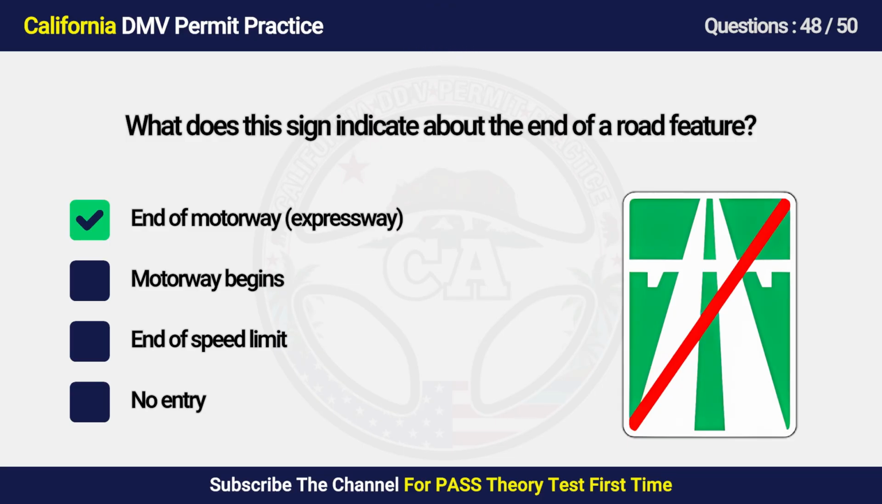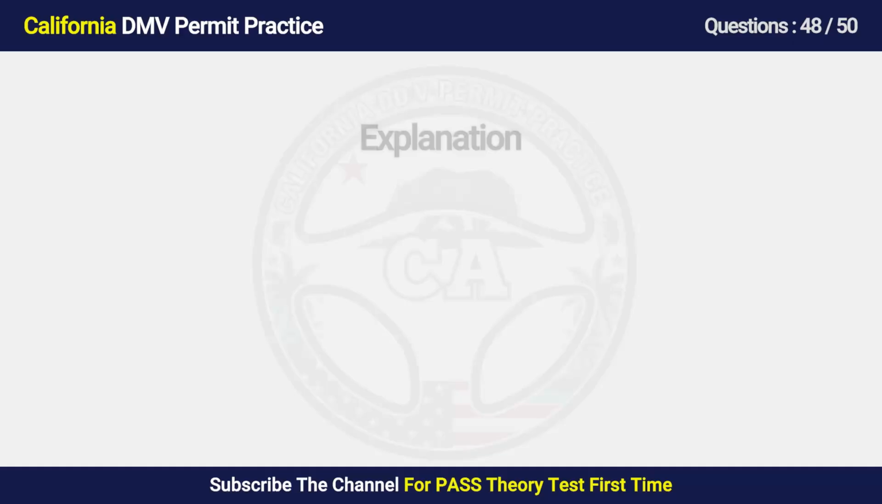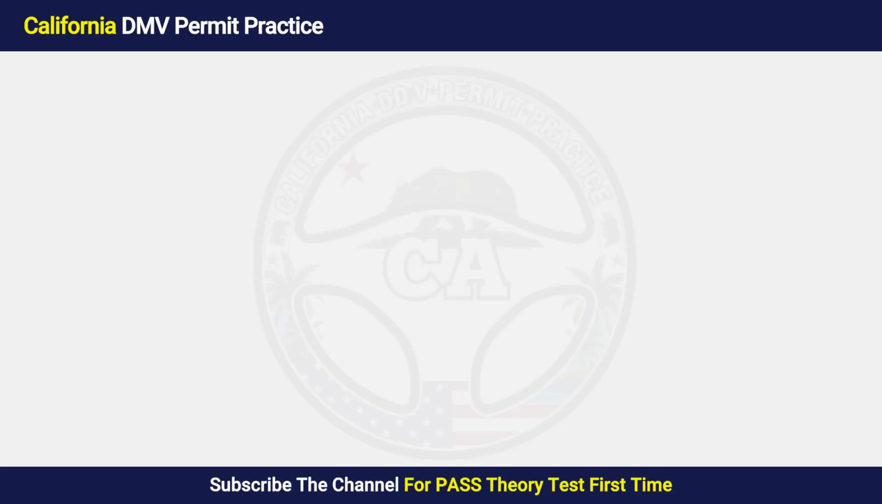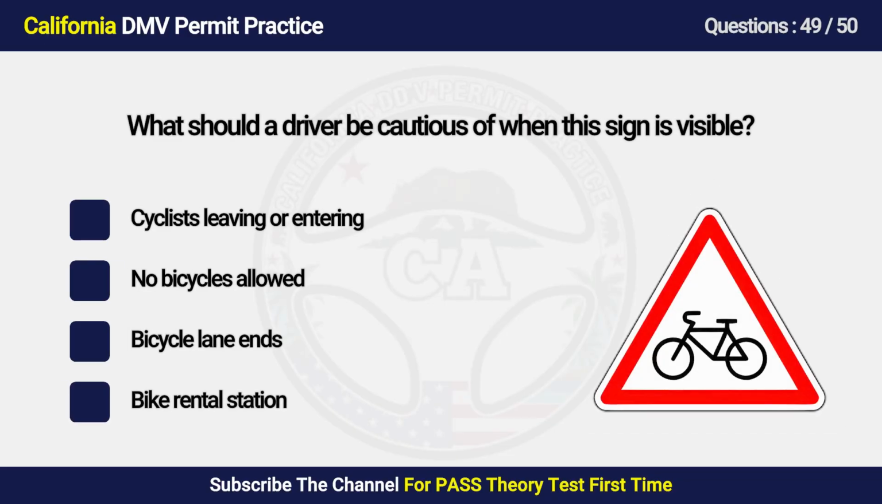Answer is A, end of motorway expressway. This sign indicates the end of motorway or end of expressway. Traffic rules specific to motorways no longer apply beyond this point, and you may be entering a different type of road.